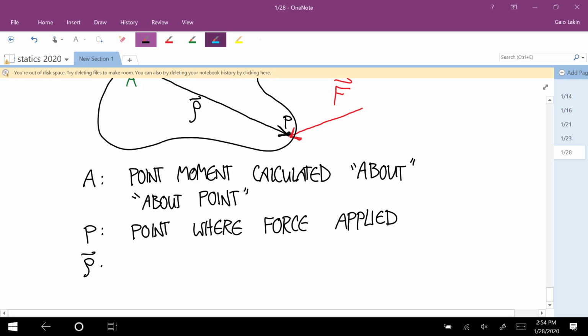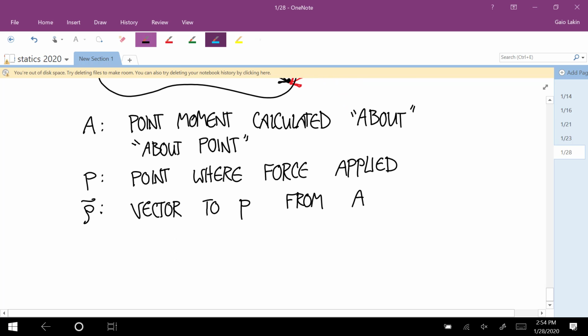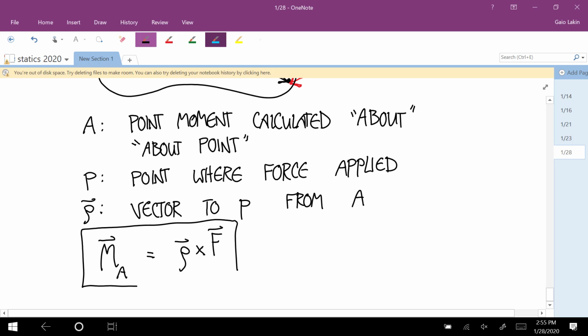This vector rho is the vector to P from A. And then the moment, which is a vector. So the moment about A is what this means, is equal to that rho vector crossed with the force vector.